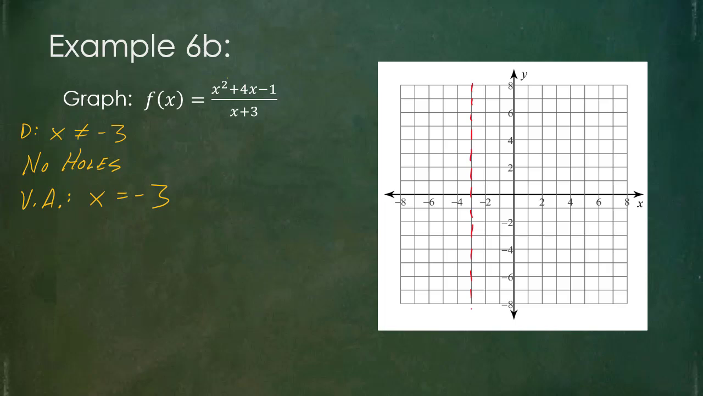Well, the degree on top is a 2, the degree on bottom is a 1. Since it's bigger on top, that's the situation that had no horizontal asymptote, but it does have an oblique asymptote because it's exactly 1 more on top. So we'll go ahead and do, let's see, where do I have room to be able to do this? I'll do it up here. Do the long division with those values, so x squared plus 4x minus 1.